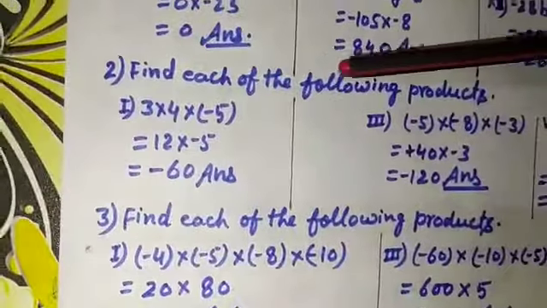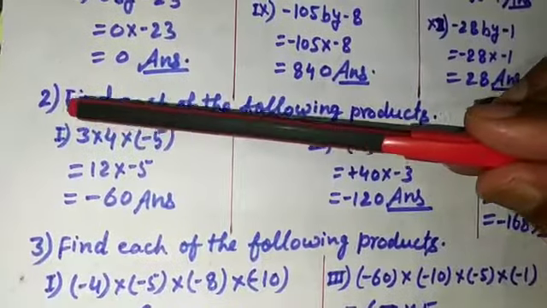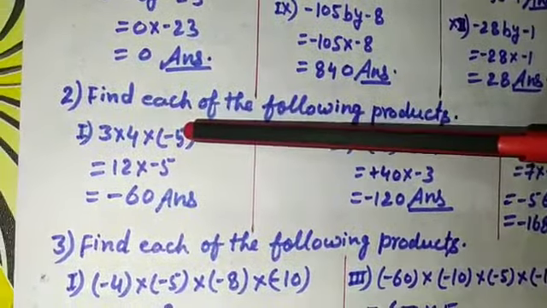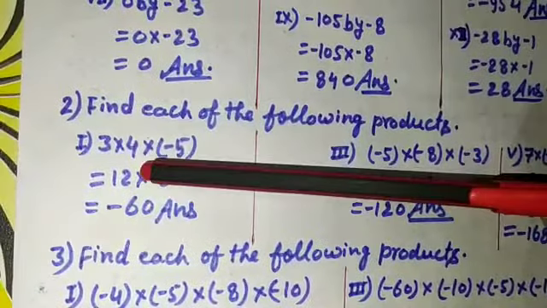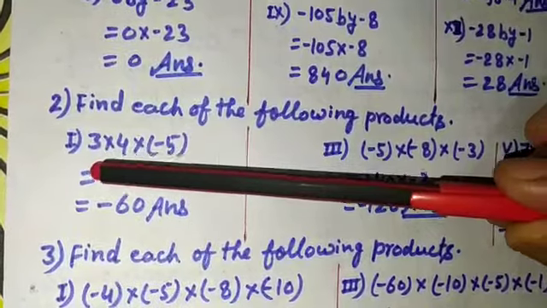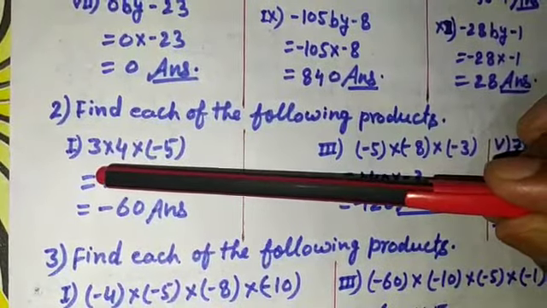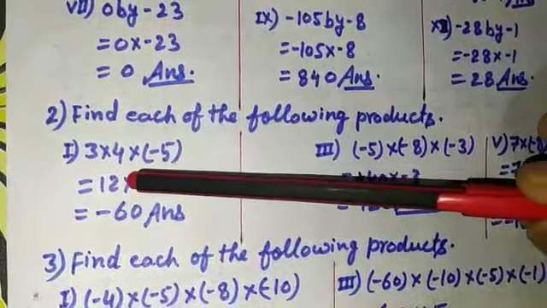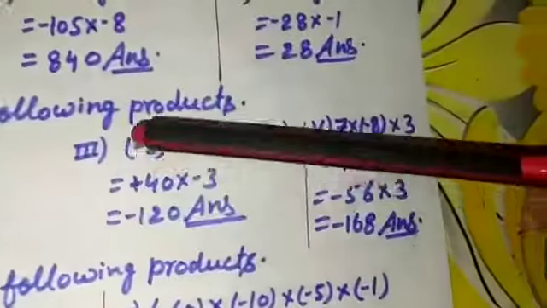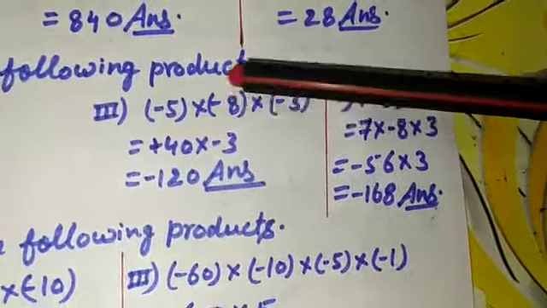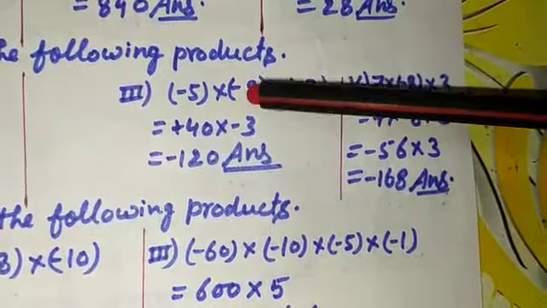Second one is find each of the following product. First one is 3 into 4 into minus 5. 3 into 4 is equal to 12, into minus 5. Now 12 is in positive sign and 5 is in negative, therefore the result will be in negative, and 12 times 5 is 60. Third one is minus 5 into minus 8 into minus 3.